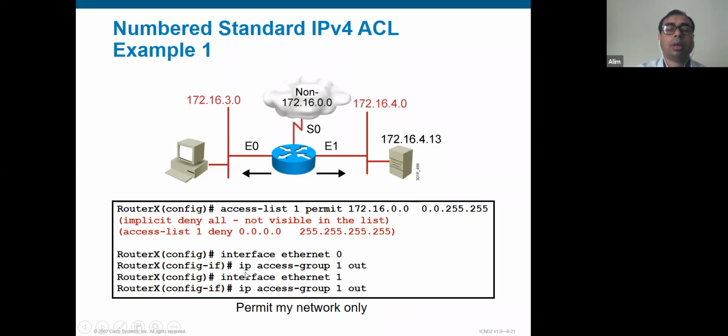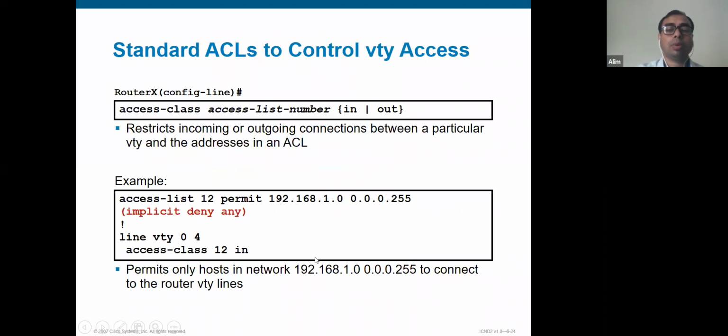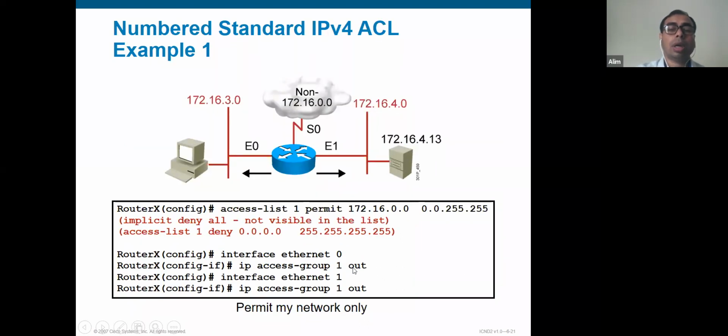Then I write IP access group 1. Group 1 means the number of the access list. If you wrote access list 72, for example, then you have to mention 72 here, 72 out. Out means outbound. That means traffic will not go out towards the computers. And we also applied the same ACL to the other interface, E1.